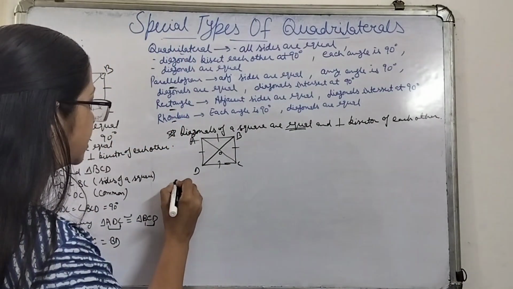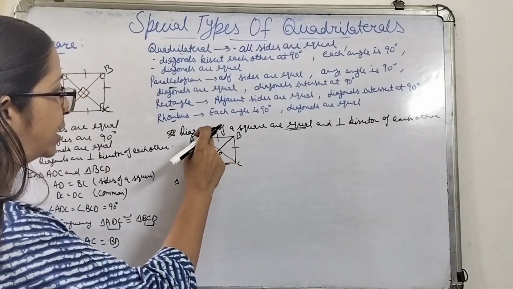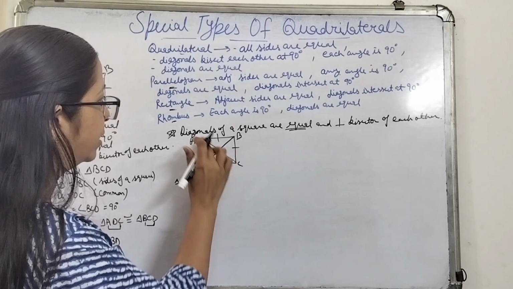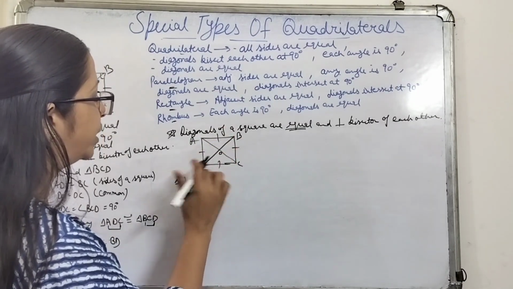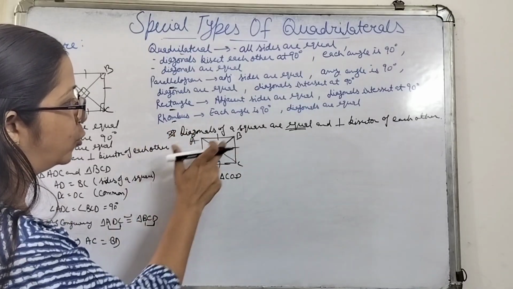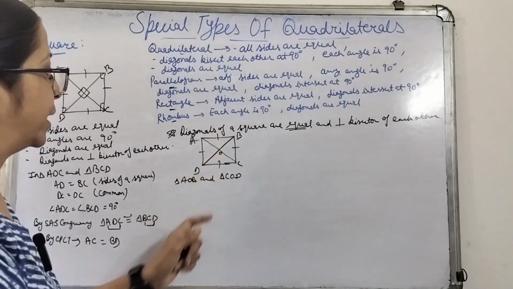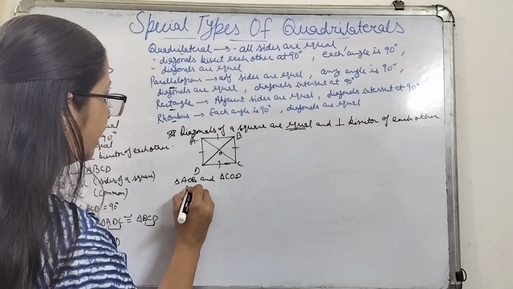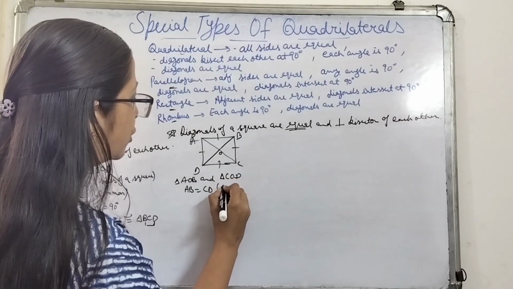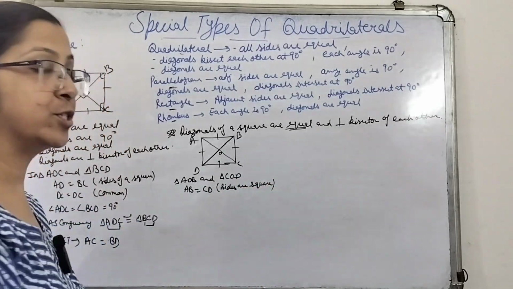So second, we will be considering triangle AOB and triangle COD. We need to prove that they are bisecting each other. These two triangles we are considering, triangle AOB and triangle COD. In these two triangles, AB is equal to CD. They are sides of a square, and all the four sides of a square are equal.